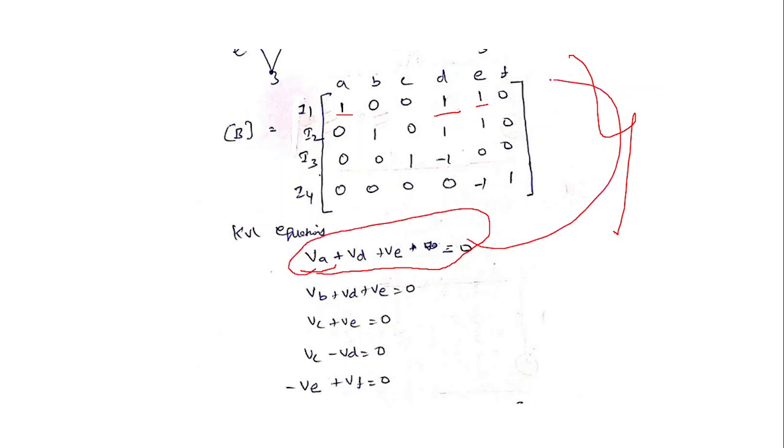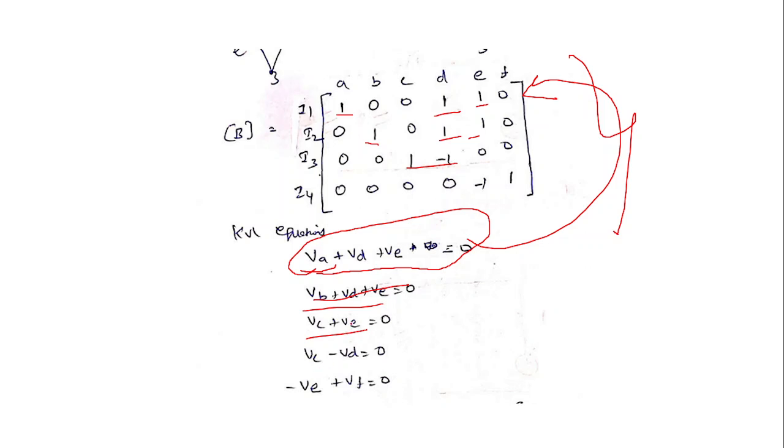So that is the first equation which is based on the row 1. The second equation you can easily find out on your own. So wherever you find one, B we have one. So VB plus VD plus VE equal to 0. The third row, we have only 1 and minus 1. So VC minus VD.